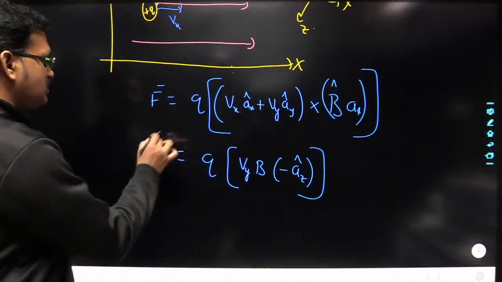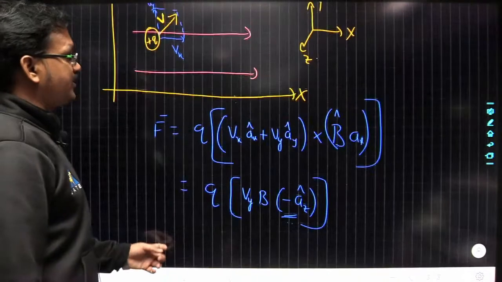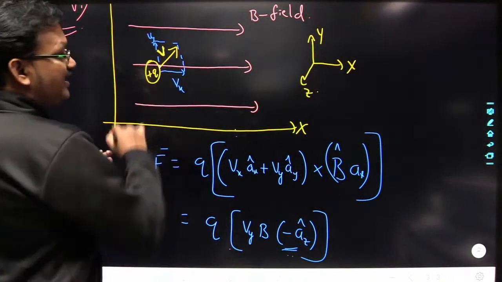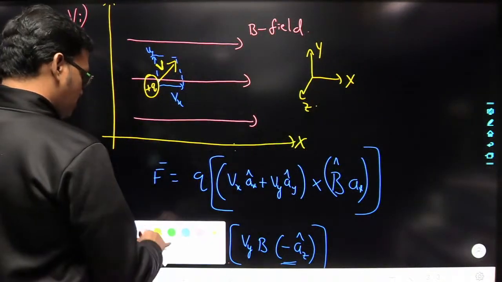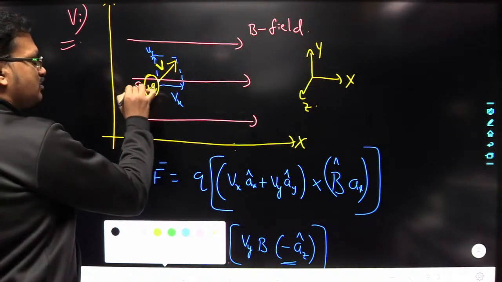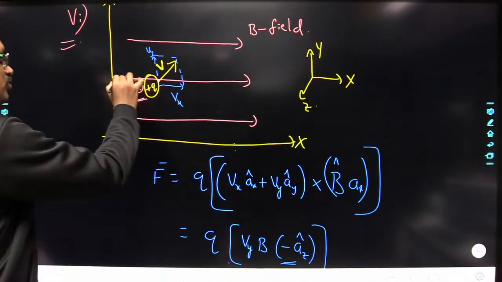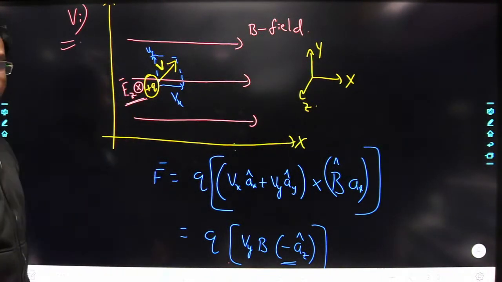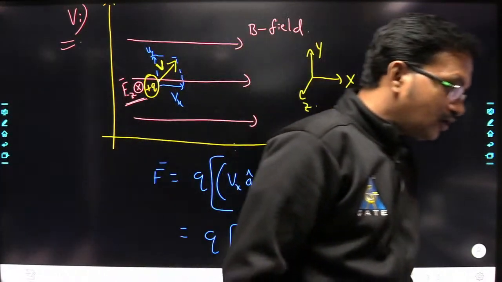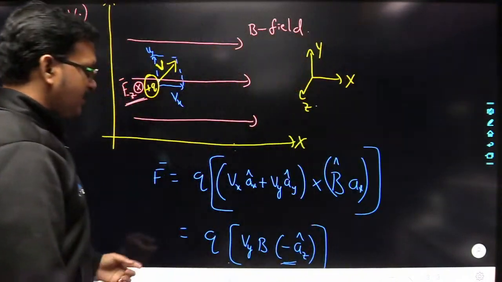So the resultant force will be in negative z direction. So this plus q charge is going to experience the force in negative z direction, that means into the board. Understood? Very good, Rahul Thakur, very good. It is in negative z direction.